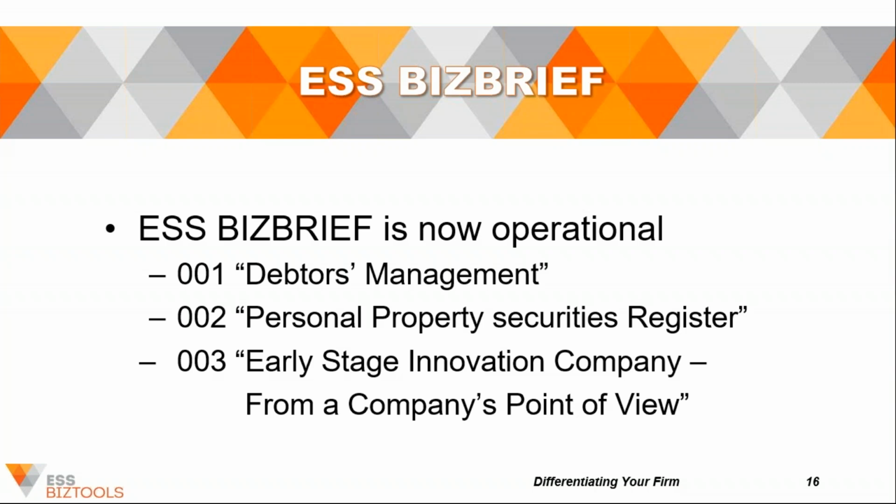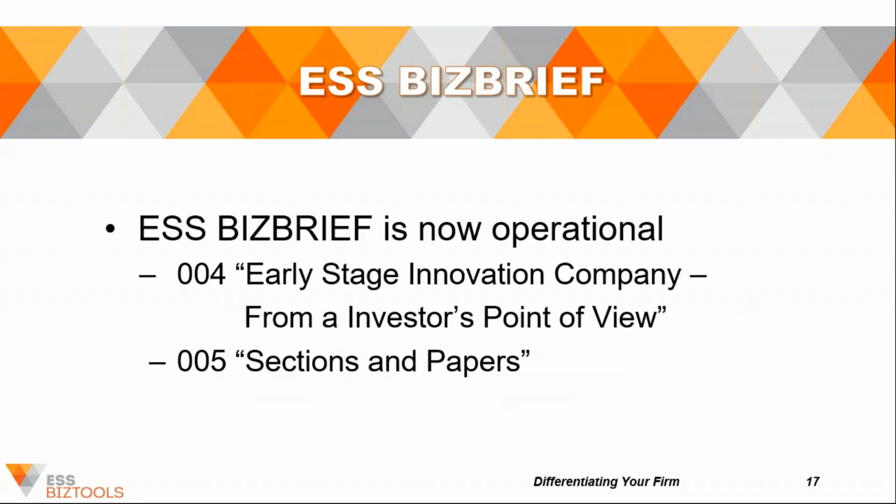The third one was the early stage innovation company, and we've got 2 briefs. The first one was looking at it from the company's point of view. Why would a company go into this? Well, it's an easier way to raise capital because the government has put some attractions there for investors. So in the next ESS Biz Brief, we included some material from an investor's point of view. And the last one's on sections and papers. And the ESS Biz Brief that we're currently preparing is on seminars and webinars. So we intend to work through every component of ESS BizTools and produce a small brief for you.